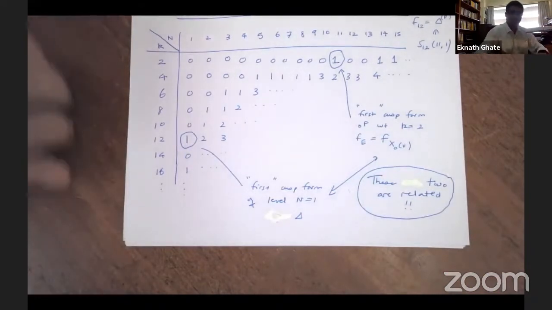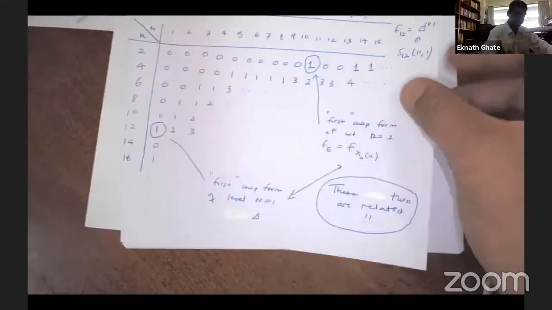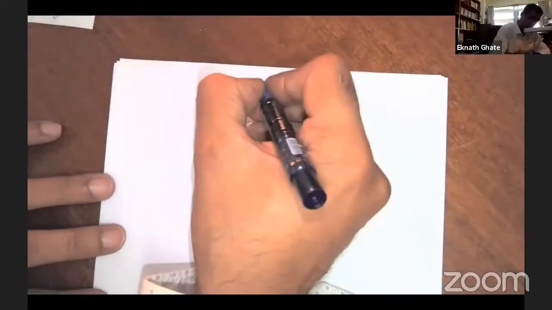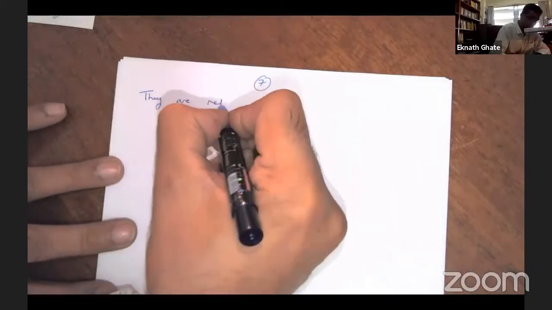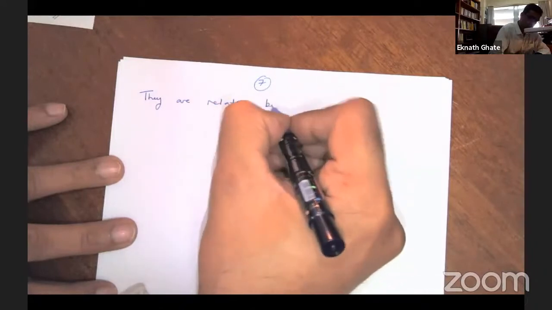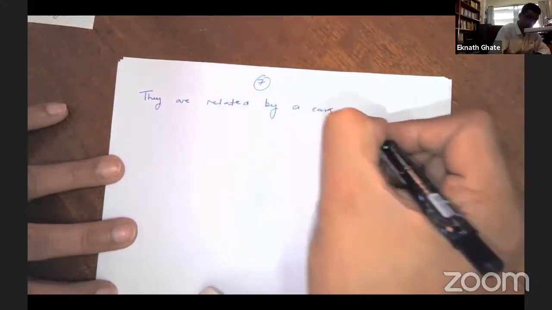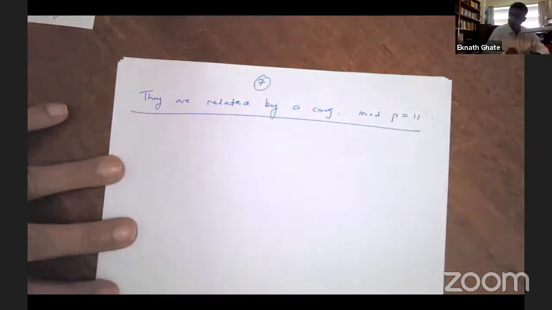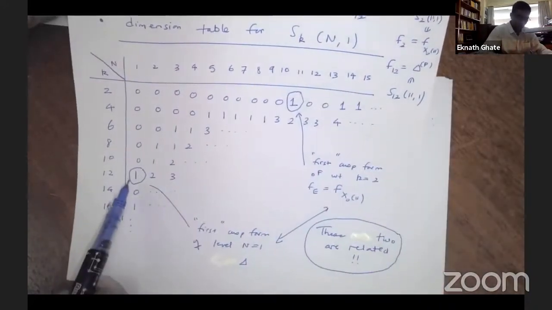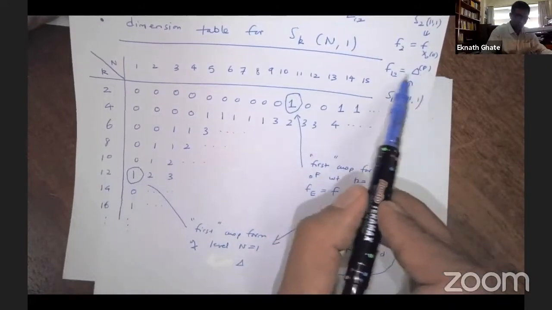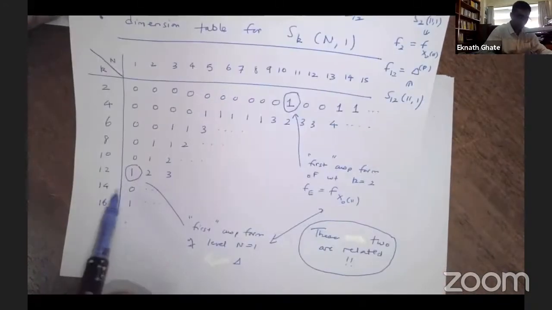Okay, so why are these two related? Well, they're related by a congruence. Congruence mod p equals 11. So the number p equals 11 is coming up again and again. It came up here because the conductor was 11. It didn't really come up here, but I took the 11-stabilization of this form and I called it F12. Okay, so it also indirectly came up here.